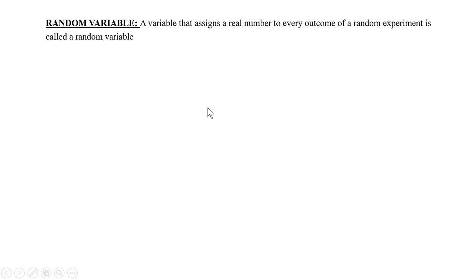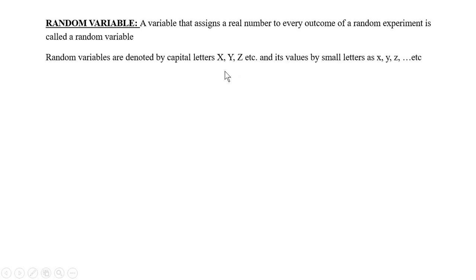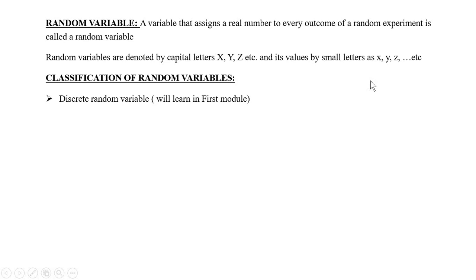Now what is a random variable? It is a variable that assigns a real number for every outcome of a random experiment. And they are usually denoted by capital letters X, Y, Z. And the values are represented by small letters x, y, z. There are two types of random variables. Discrete random variable, which we will study in the first module, and continuous random variable, which we will study in the second module.